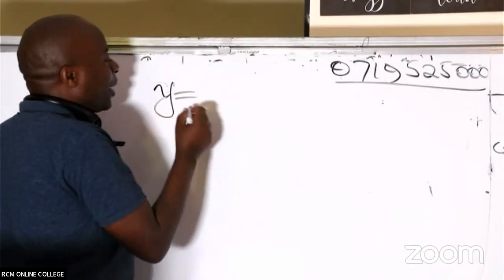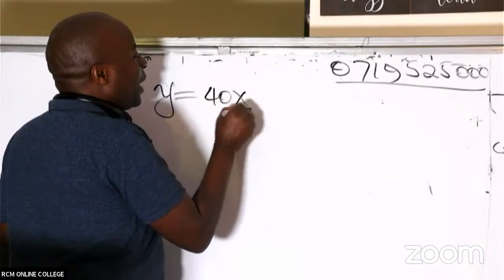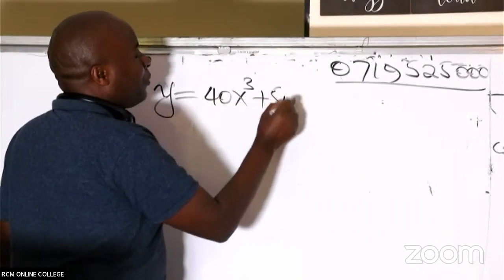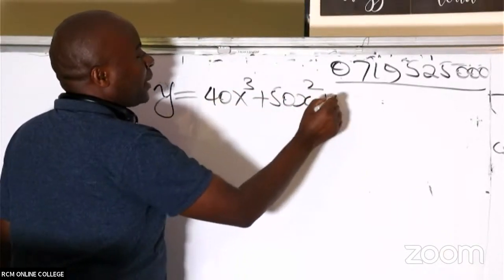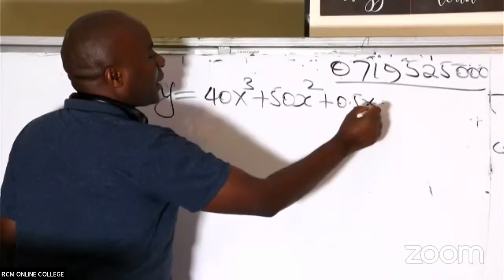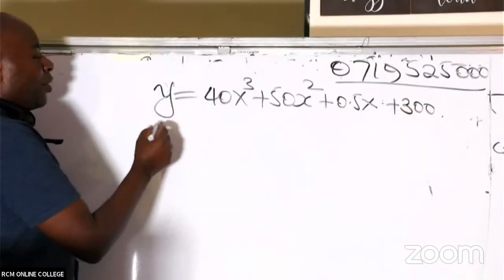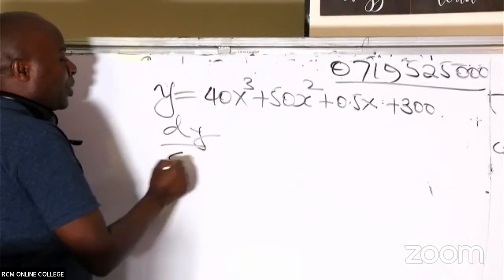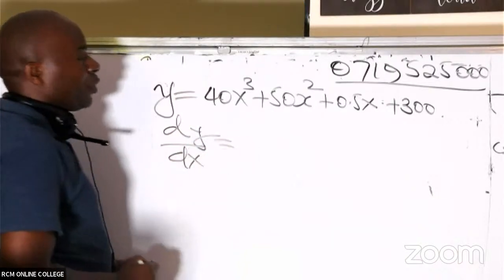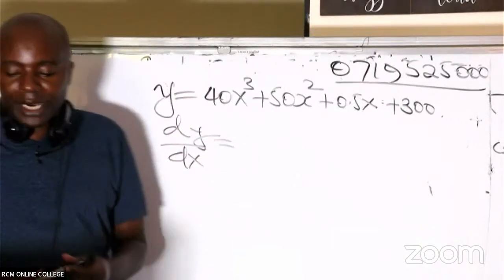So if, for example, you are given y equals 40x raised to power 3 plus 50x raised to power 2 plus 0.5x plus 300. If you're given this kind of a big arithmetic, and then someone tells you to get dy dx, and then it gives you 300 bob.